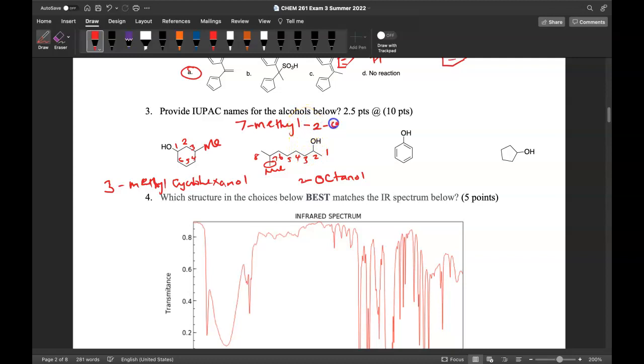2, position of the alcohol, octanol. I would have called it octan-2-ol. Okay, of course that's a phenol, and this is cyclo. Pent, there's 5 carbons, not pentane. Replace the E with OL.